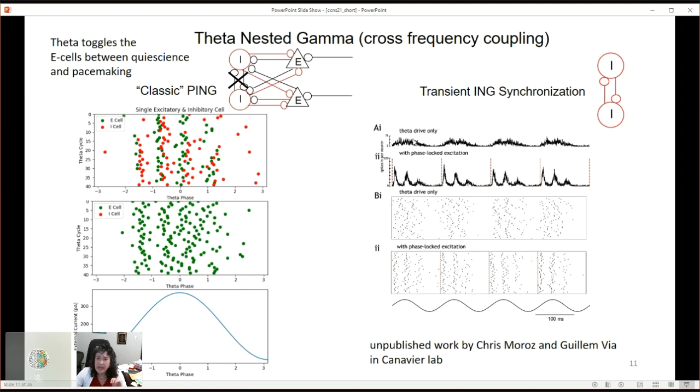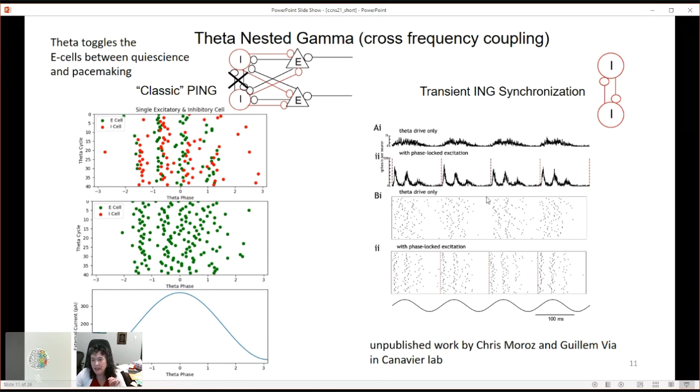But this was actually a poster we did at SFN this year: a theta drive in an ING network. On the left hand is PING, right hand is just ING, and we've got a 500 neuron network of just inhibitory neurons, and we're driving them with theta, but we don't really get any nested gamma, because the phase resetting characteristics for this particular network didn't promote it, and there's too much noise as well.